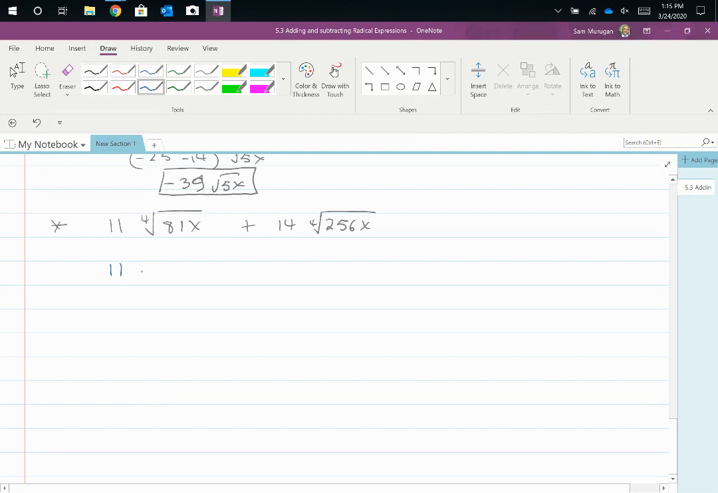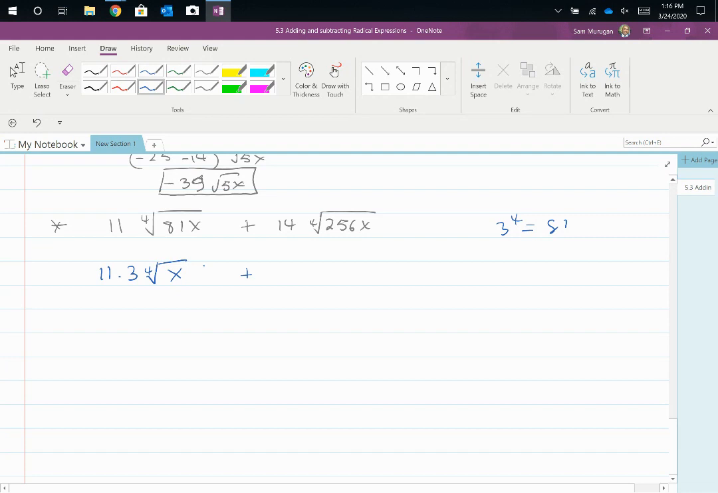11 the fourth root of 81. 3 3s are 9, 9 3s are 27, 27 times 4 times the fourth root of 81. Remember, 3 to the power 4 is equal to 81. So I would factor out that 3. I would take the fourth root of that 3 outside. That leaves me with an x here.